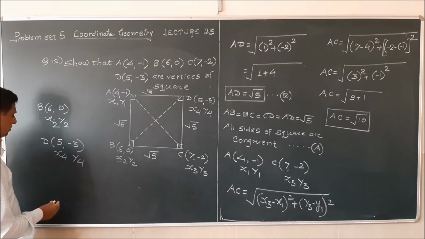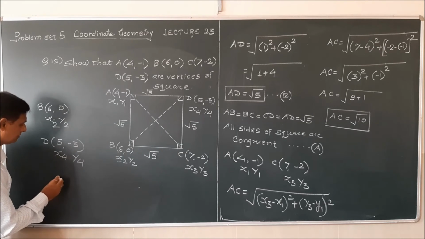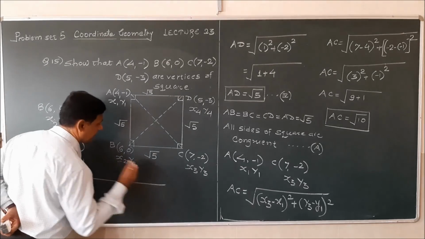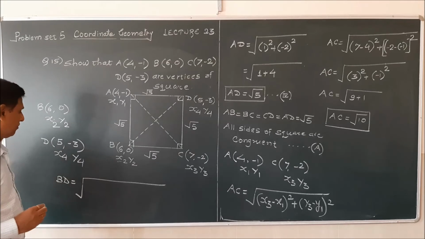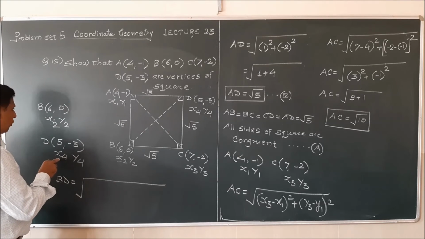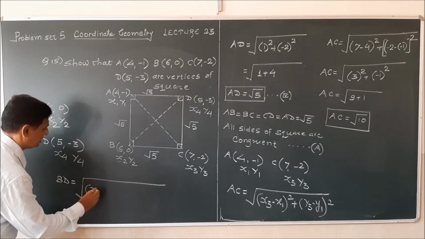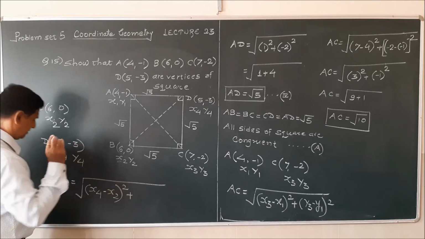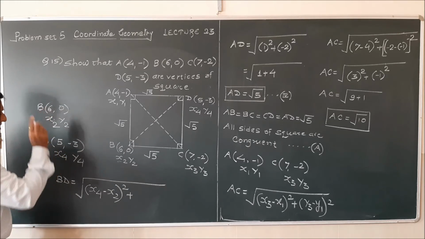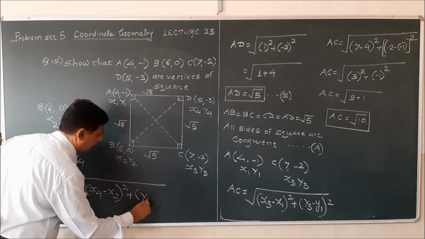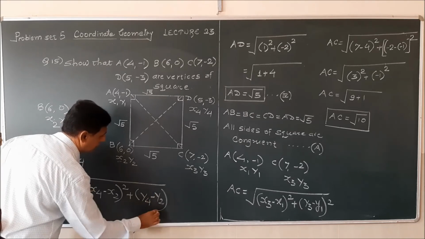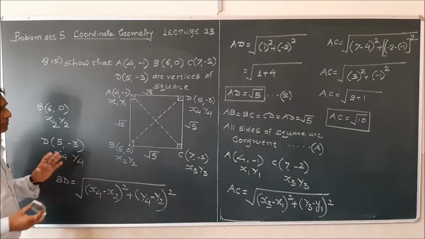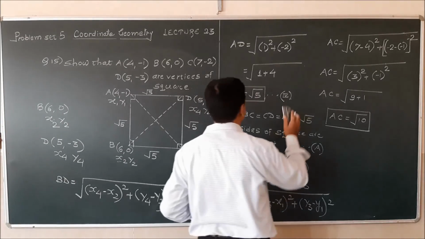Now by the distance formula only, BD is equal to root of x4 minus x2 the whole square plus y4 minus y2 the whole square. Same way, only the distance formula here, because we have used it very often in this sum.